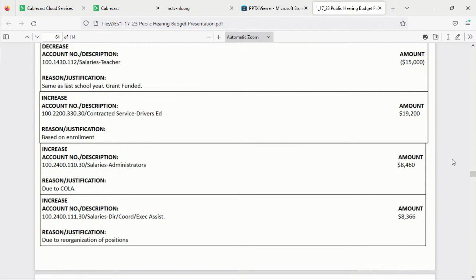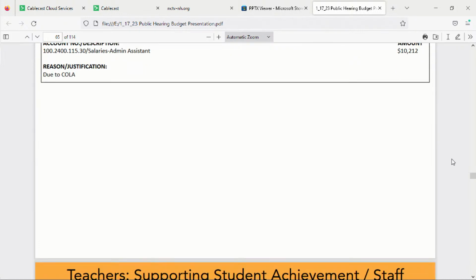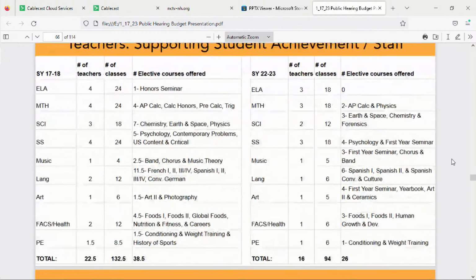Salaries, again, change in cost of living. And the last thing would be that reorganization that I described of that school security campus monitor to student support role. And again, this is a change based on the cost of living to an admin assistant. Any questions on these? I don't want to go too quick if you did.